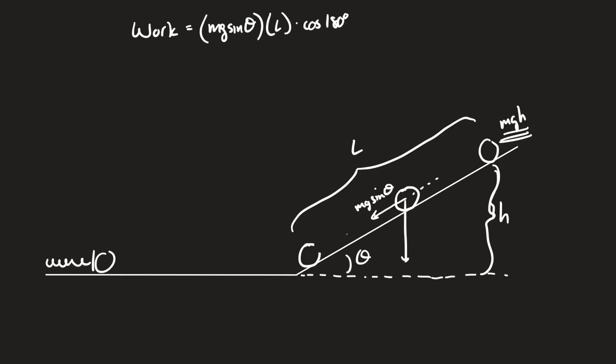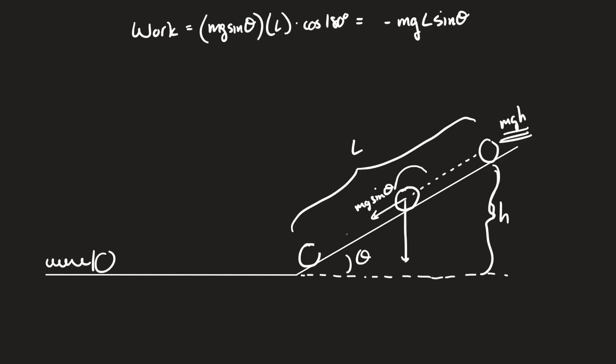The ball's going this way, but the force acting on it is that way. 180 degrees, right? Which makes this negative mgL sine theta. Now it has to be negative. The work done by gravity slows the ball down. That's why it has to be negative. Everybody okay so far?